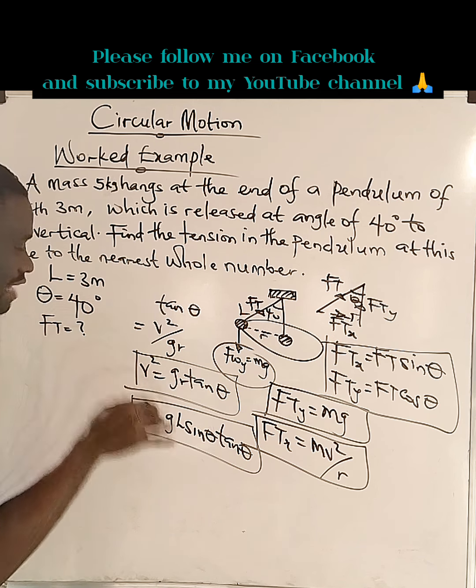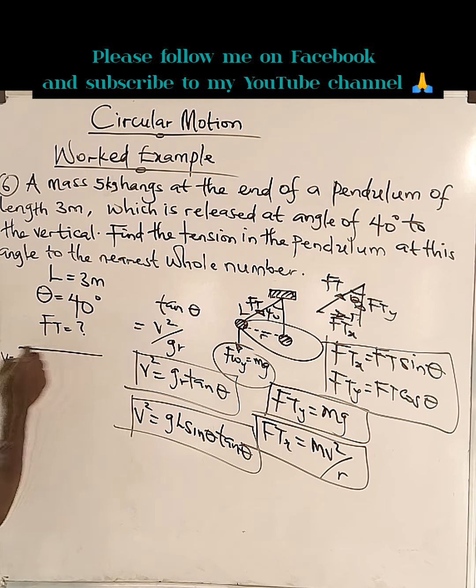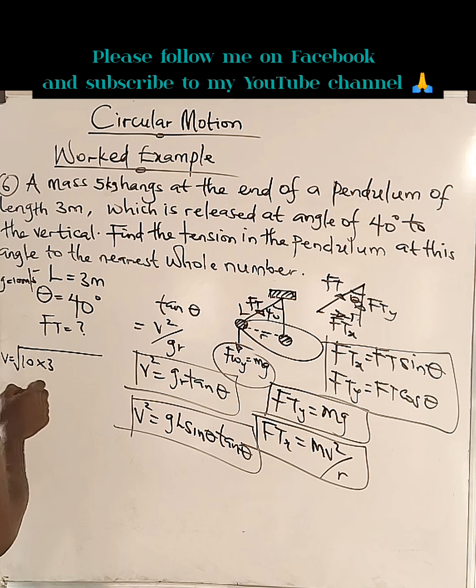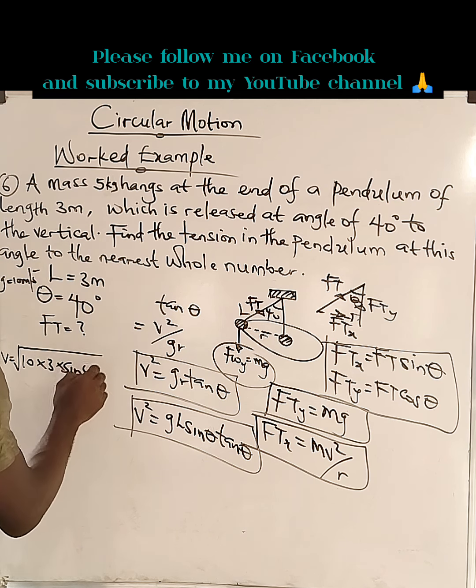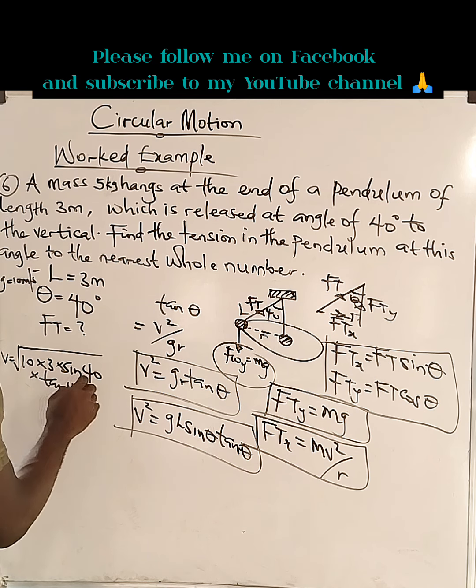We can easily get the radius. The radius is L sine theta. So let's use this. This is the best we could use. So we want to get the velocity. So what's going to be the velocity? Velocity is equal to the square root of gravity. What's gravity? Gravity is 10 meters per second squared. That's well known. 10 times, what's the length? The length is 3 meters. The length is in the right unit, 3 meters. Then sine, what's the angle? Sine 40 degrees times tan 40 degrees.